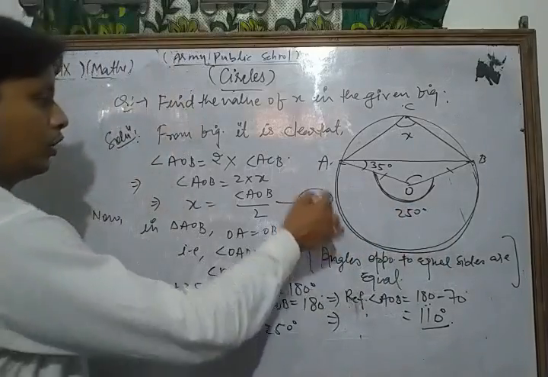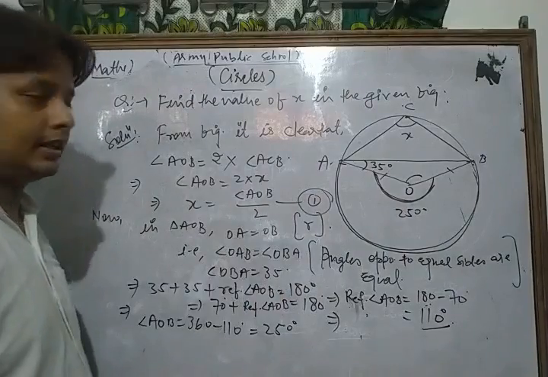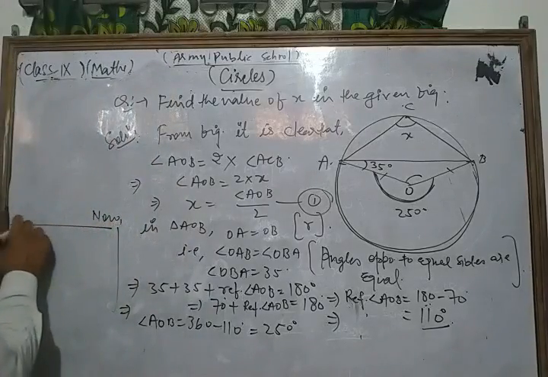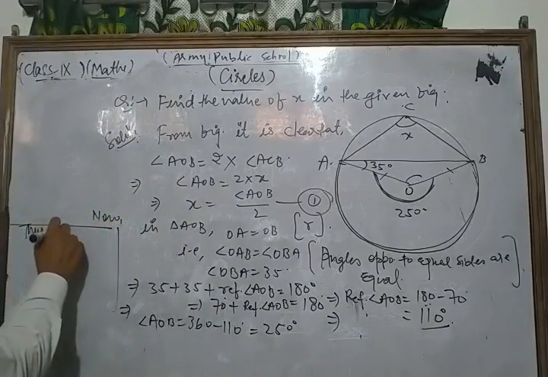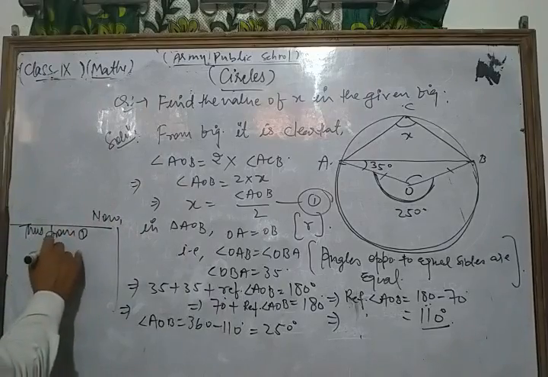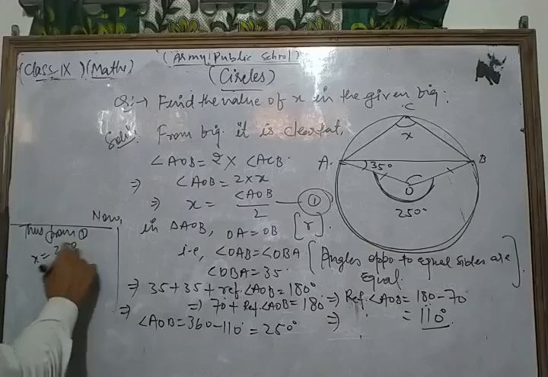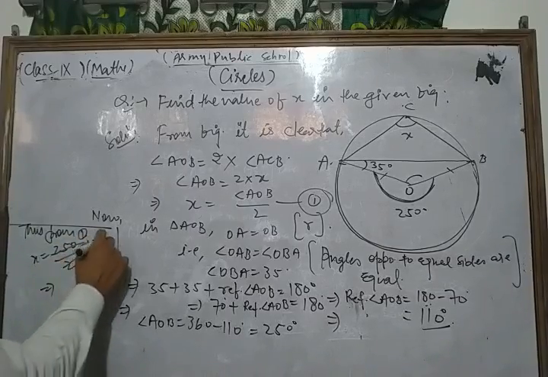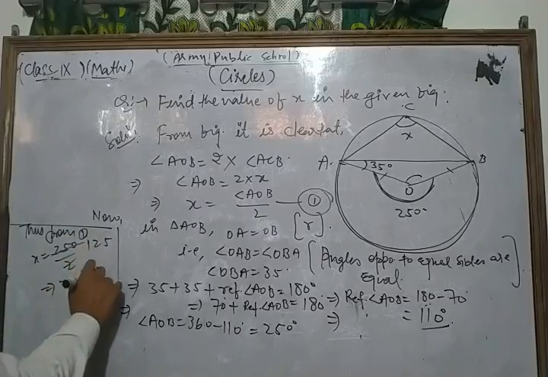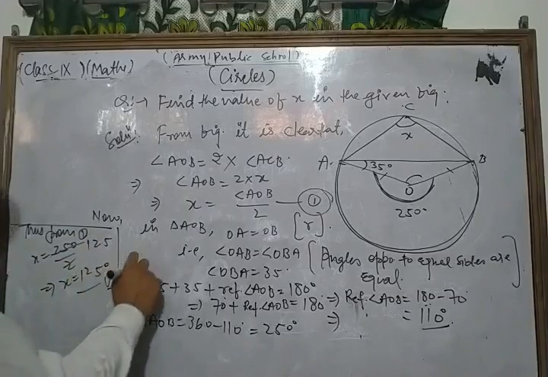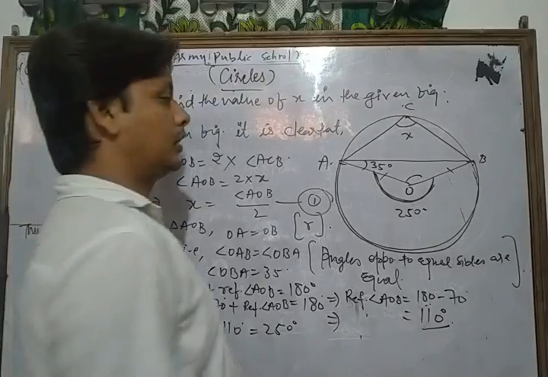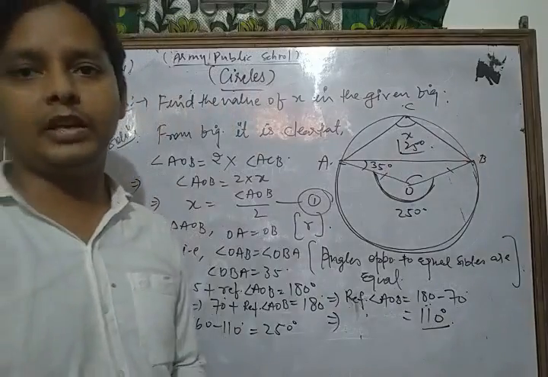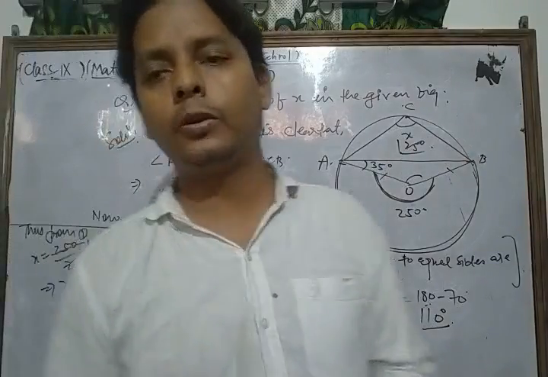Now we put the value of angle AOB in equation 1. Thus from 1, X is equal to 250 upon 2. So the value of X is 125 degrees. This is the required solution. So the value of X is 125 degrees. Okay, so this is a very important question related to your syllabus.